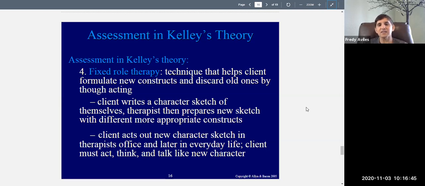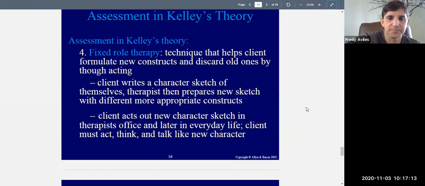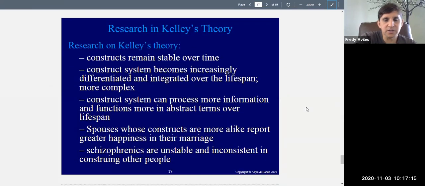The client must act, think, and talk like this new character. And they learn a new character. They learn to think like somebody else because their character, the way they think, their constructs don't work. That's why they have problems. They're maladjusted. And there's plenty of people, by the way, who have problems. If you're frustrated, angry, depressed, miserable, whatever it is, your thoughts, your beliefs, your predictions, your constructs aren't working out. You develop new ways of thinking, according to Kelley. Let's keep going. Research on Kelley's theory.